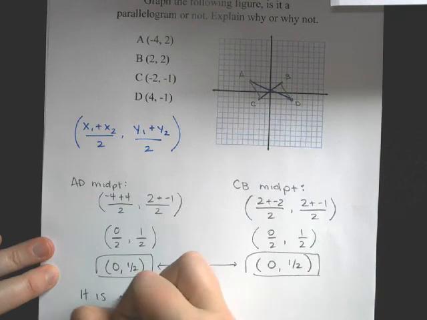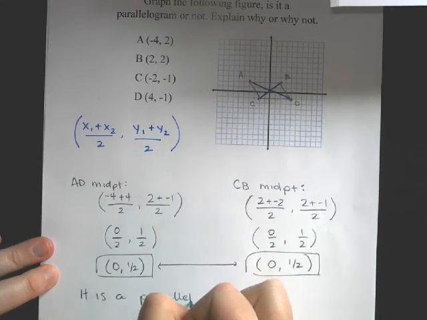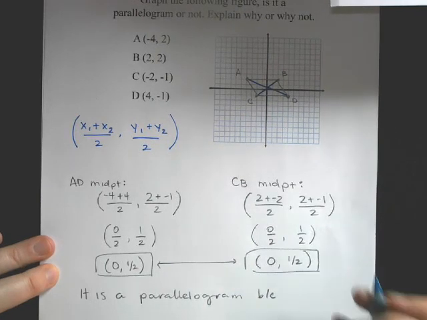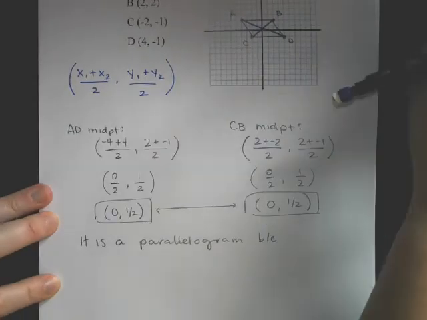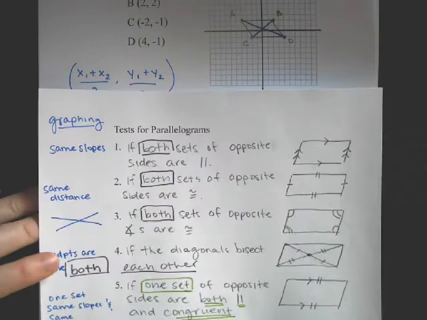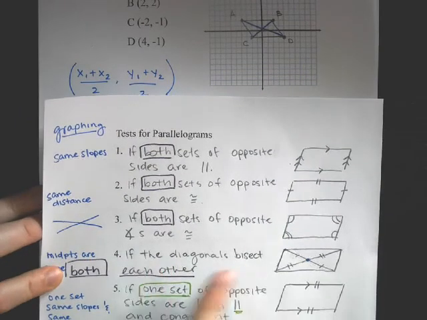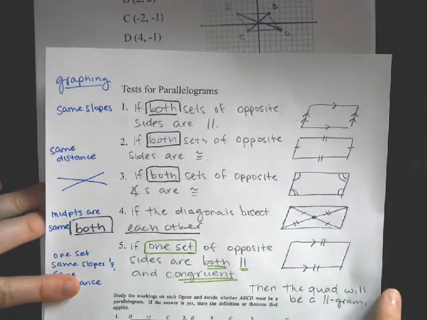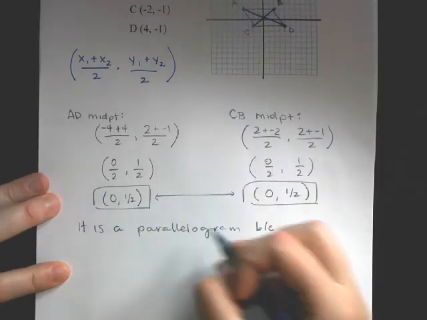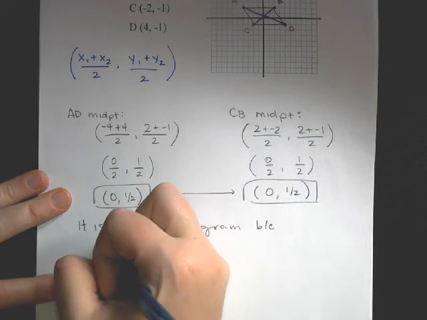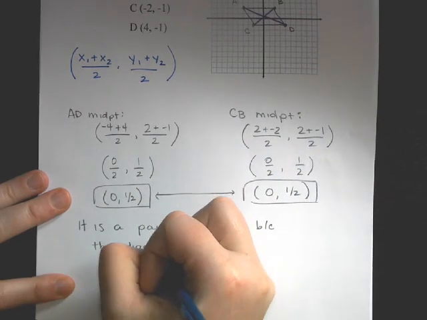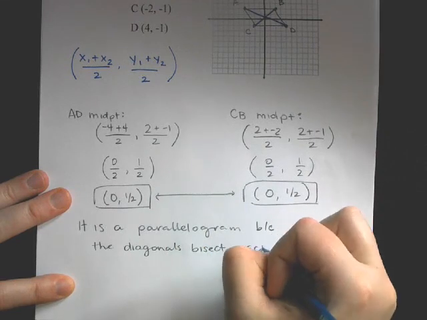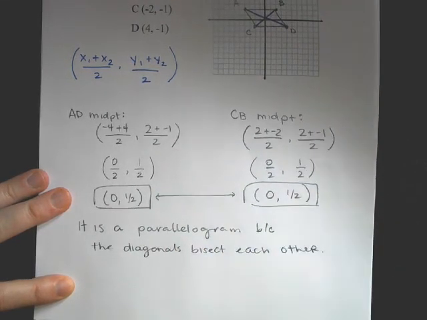So determine if this figure is a parallelogram. It is a parallelogram because, now I'm not going to say because my midpoints are the same. I'm going to go back to those tests that we did. And what was the test that this one had? Oh, if the diagonals bisect each other, then the quadrilateral will be a parallelogram. So as I go back here, it is a parallelogram because the diagonals bisect each other.